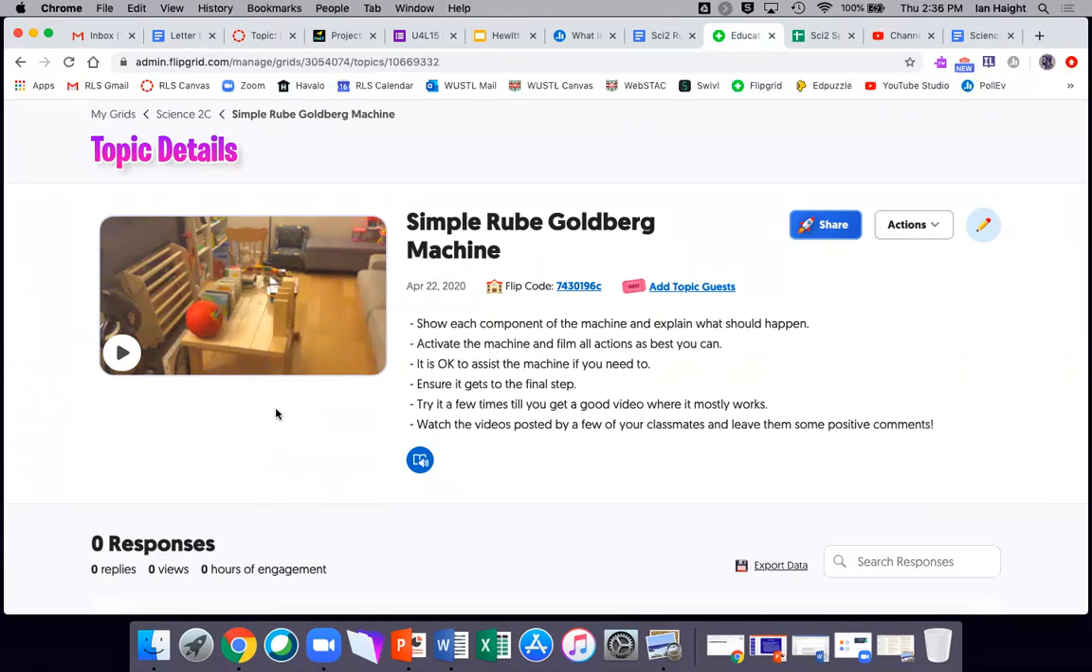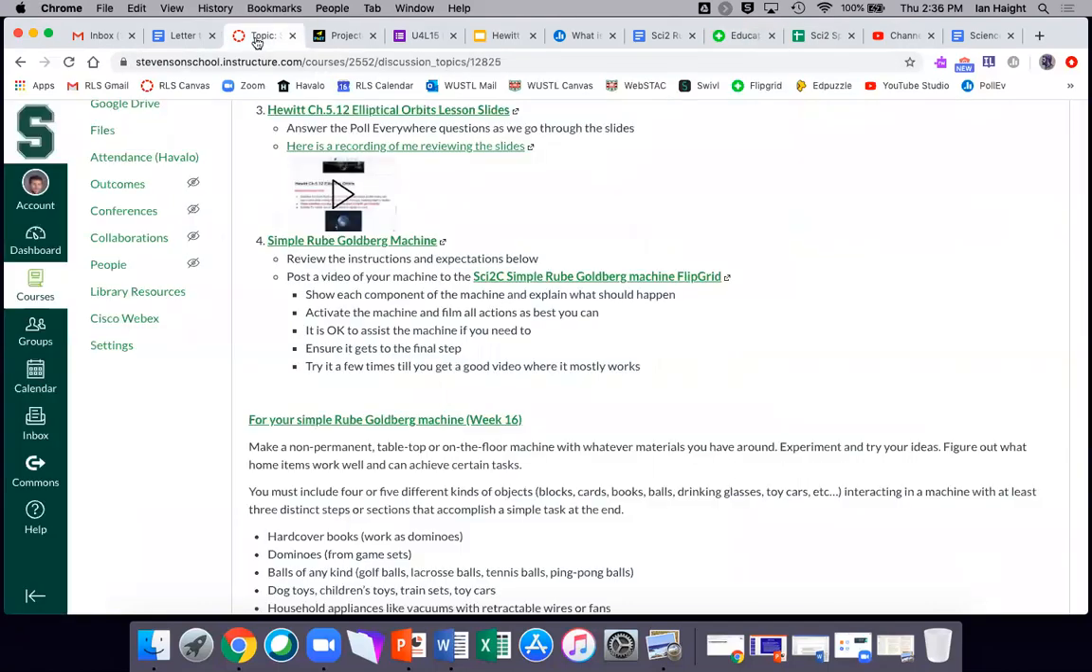It's okay if you need to help it along a little bit. You might need to push something, but you should have a video of your machine going to completion, right? All parts of it should be activated either on their own or with you helping them out. So again, this is just meant to be fun and to help you through it.